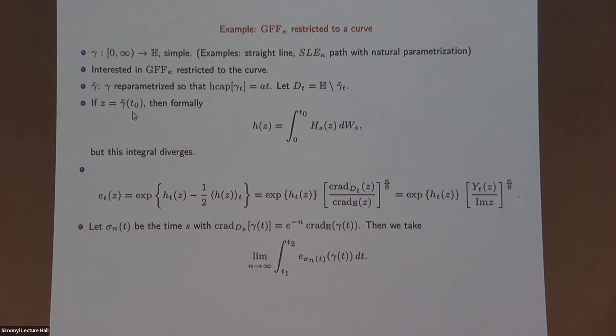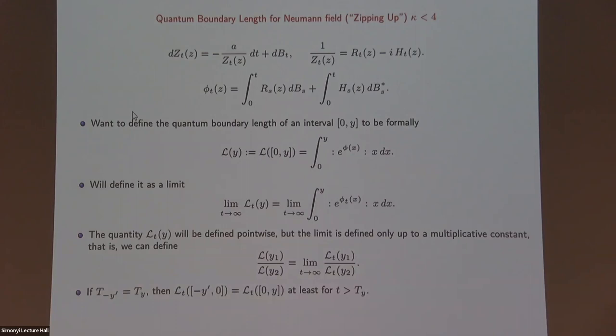Okay, for example, if you want to do the exponential Gaussian free field restricted to a curve, you have the curve. And what you do is you look at this thing. This blows up as you hit z. So you choose a t naught depending on z, where this hasn't blown up yet. And then you normalize it and go like that. So many people have various versions of this. For instance, one of the standard ones would be when you let the time be the first time that the conformal radius is e to the minus n. There are various versions of this. I'm not going to go into them.